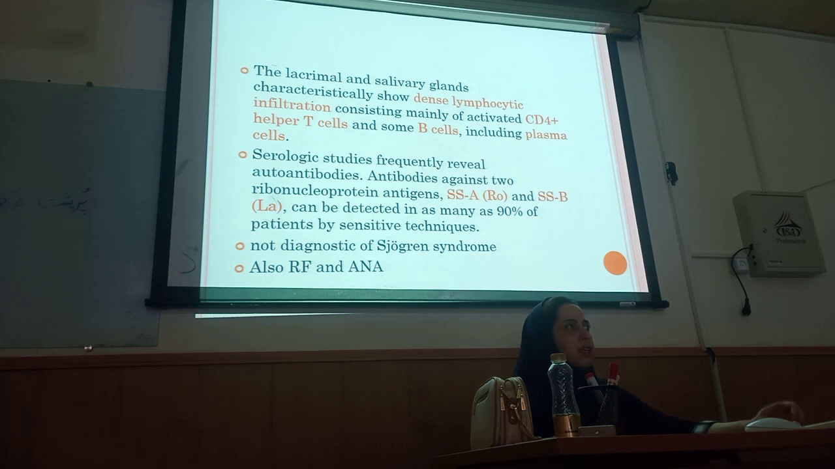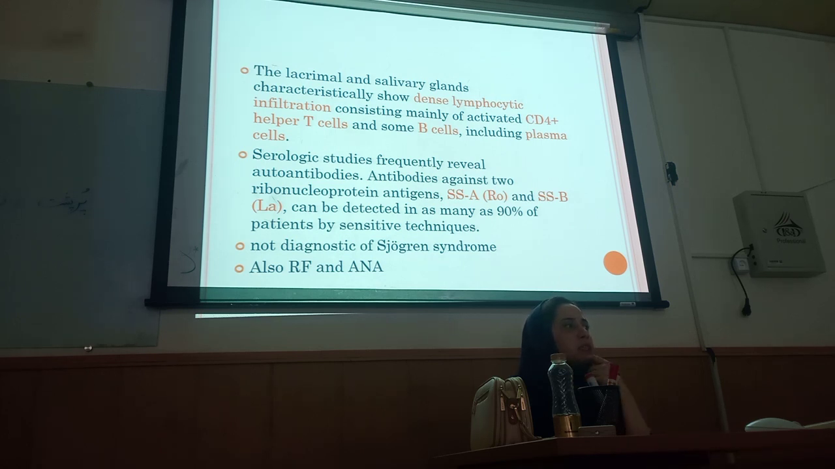The lacrimal glands and salivary glands, when we examine the tissue under the microscope, we see dense lymphocytic infiltration, which is composed of CD4 positive T cells, T helper cells, B cells, and plasma cells. Okay, and we have specific antibodies in Sjögren's syndrome, which are SSA or Ro and SSB or La.